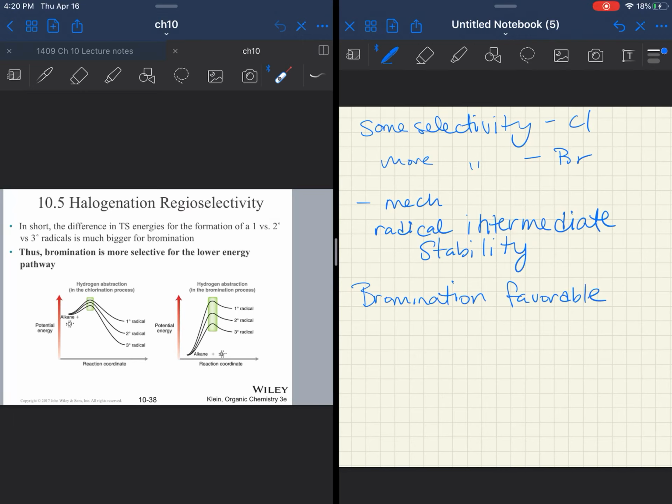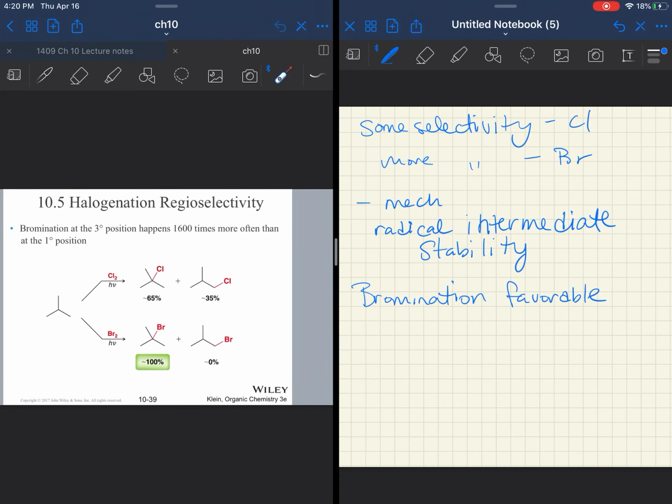When you look at these energy diagrams for chlorination, the energy difference between that highest point where the transition state is, it's just a lot closer together for chlorination. So the likelihood that you could get over one hump, it's not that much different to get over the next one. But for bromination, there's a significant difference, right? And so you are going to get increased selectivity there.